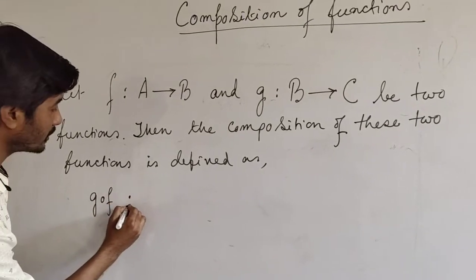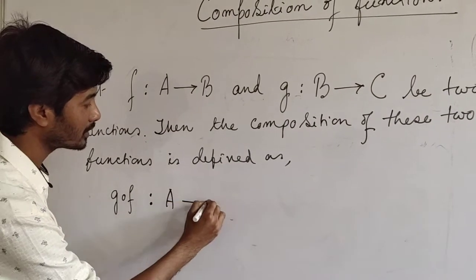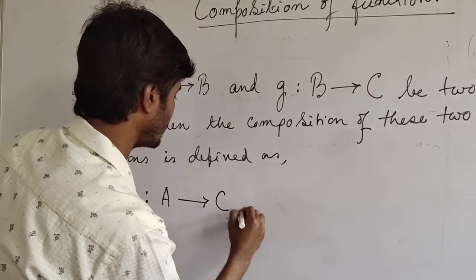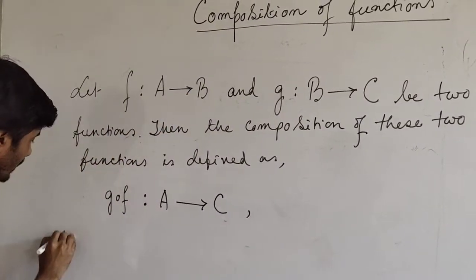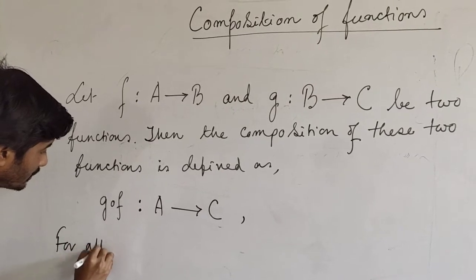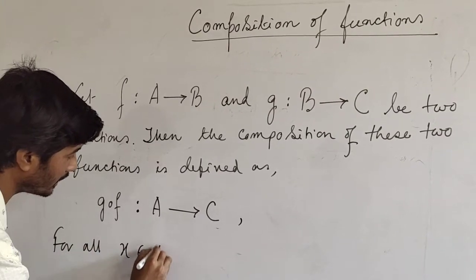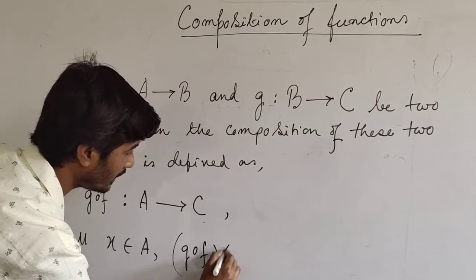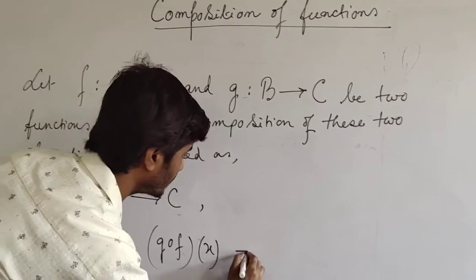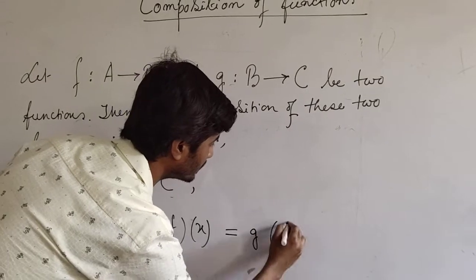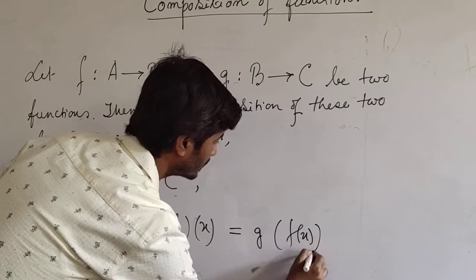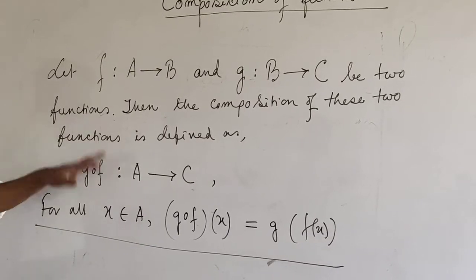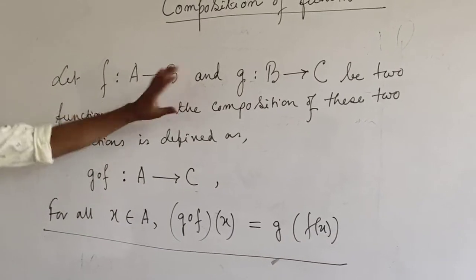That will be a function from set A to set C, for all x belongs to A. ZOF x is given by z of fx. So this is the definition of composition of these two functions f and z.